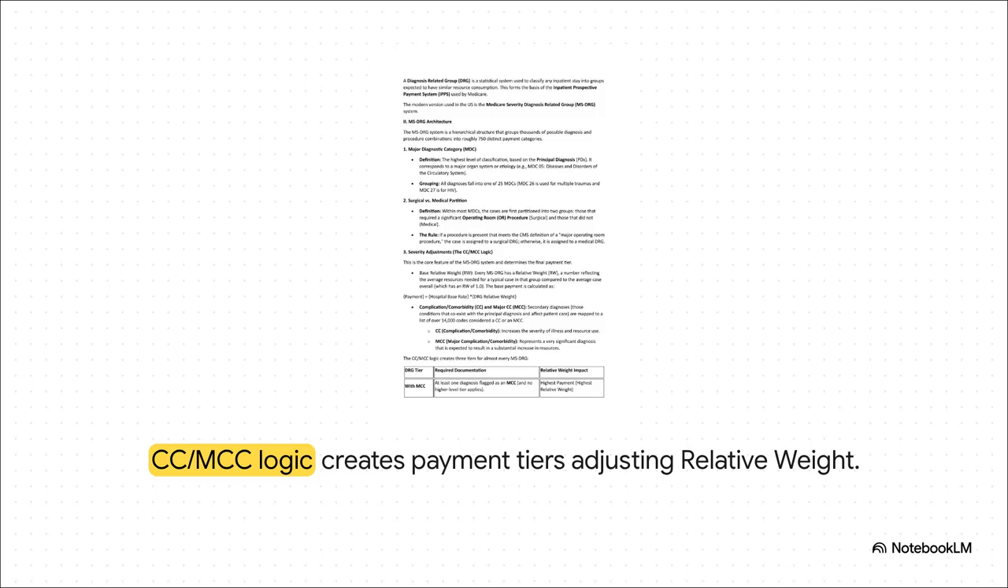And this CC and MCC logic acts like a massive multiplier effect. Say a patient experiences a severe complication, right? Maybe a ruptured uterus or a placenta accreta spectrum. Accurately documenting that as a major CC proves the immense clinical resources the hospital had to deploy. It drastically pumps up that relative weight and the resulting payment tier.